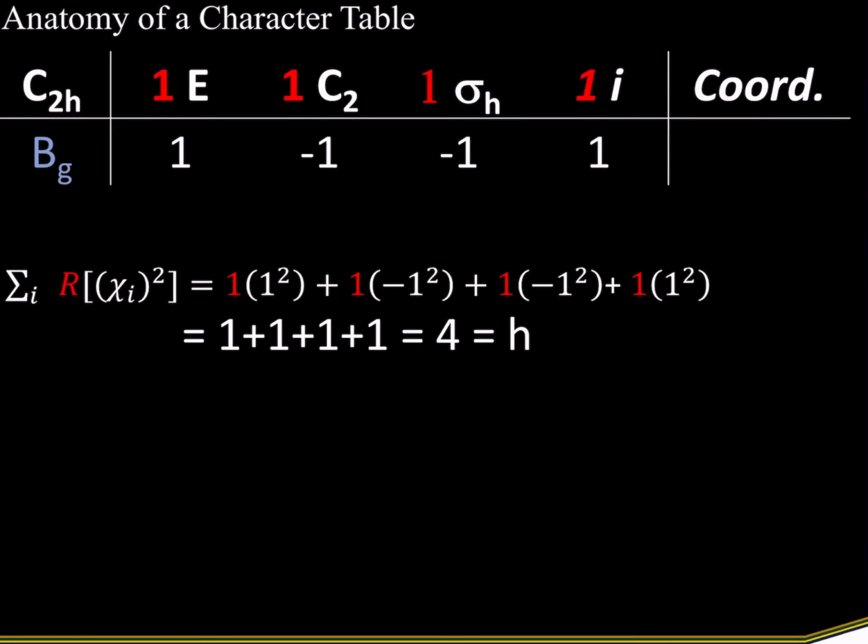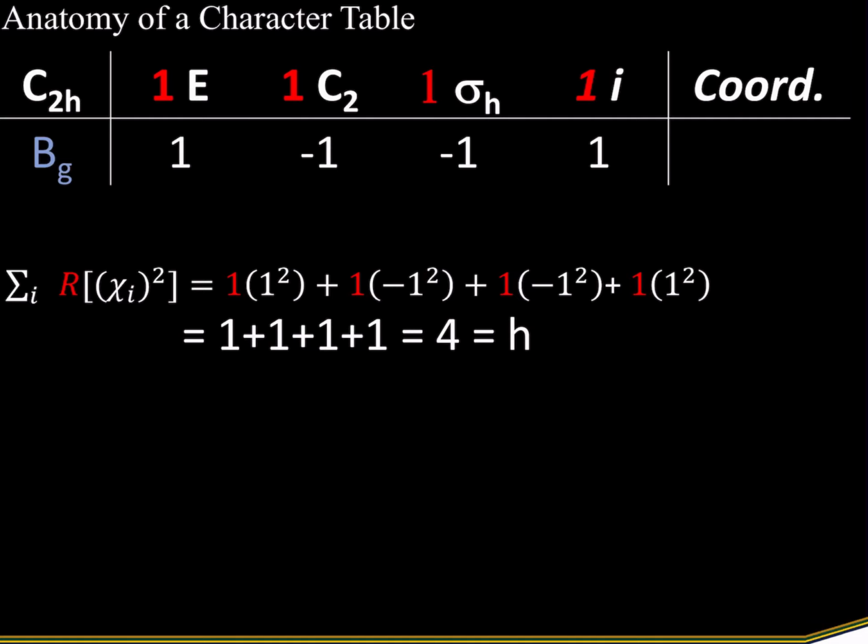So we can run through that mathematical process for this new entry in our character table, and we see, in fact, that it works out. What ends up happening when you square these is that the negative ones become positive ones. So when these are squared and multiplied by the order, you have 1 plus 1 plus 1 plus 1, which equals 4, which is the order for our point group.